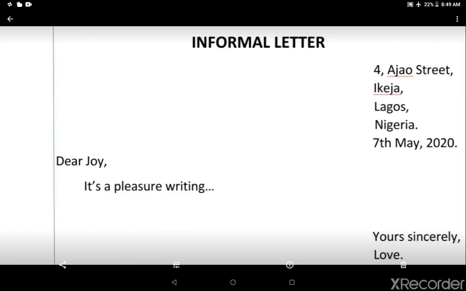So let's move on to the next thing, which is the last thing you're supposed to do: your closing, which is your subscript. Yours sincerely, love. Look at my yours sincerely. My Y is in capital letter. The rest of the letters are small letter. Please be careful. The sincerely, the S is not supposed to be in capital letter. It's supposed to be in small letter. And make sure it is almost the same size as the S that is ending yours.